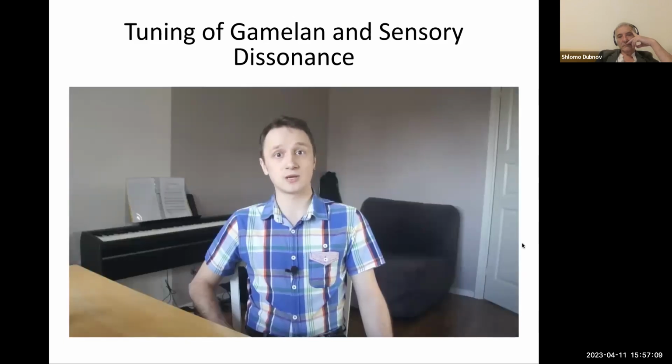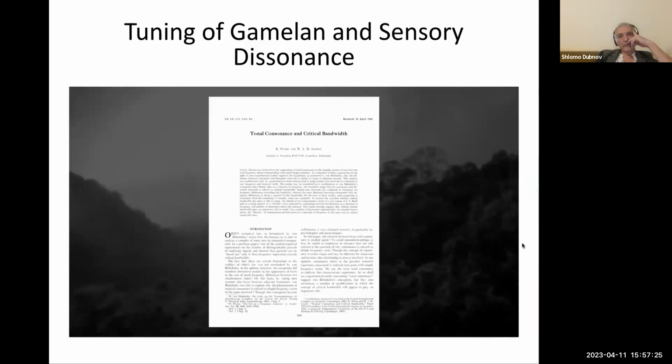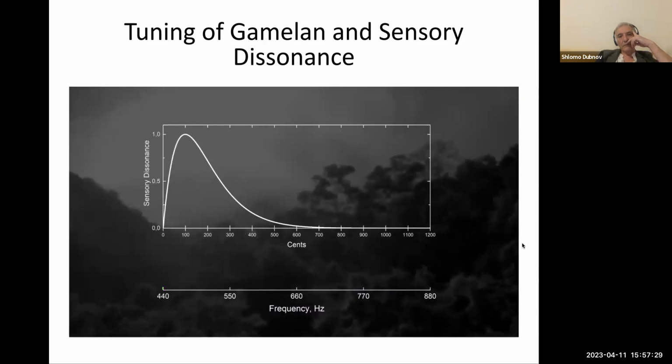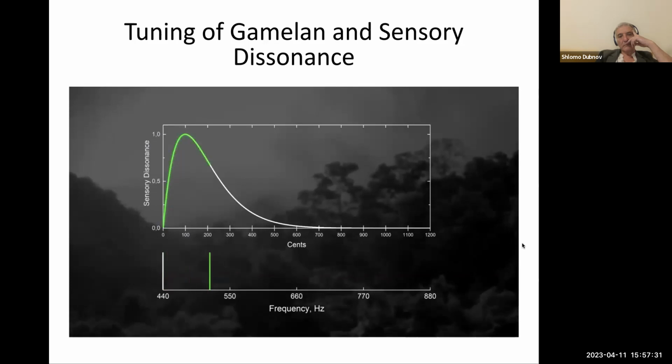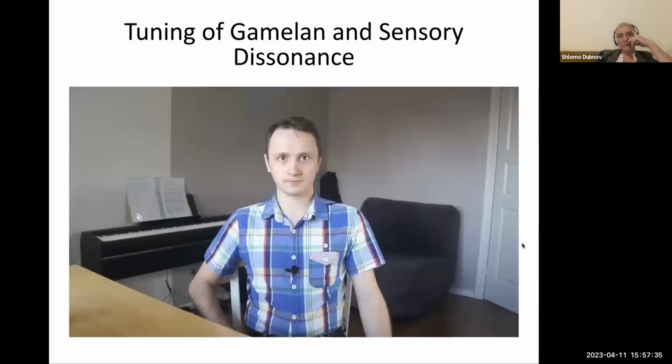The effect of beating on our perception of dissonance can be experimentally measured by asking a group of participants to rate how dissonant different pairs of sine waves sound. That was done in 1965 and published in the article Tonal Consonance and Critical Bandwidth by Plomp and Levelt. They obtained the following result. This graph represents the sweep of two sine waves and the corresponding value of sensory dissonance from 0 to 1.